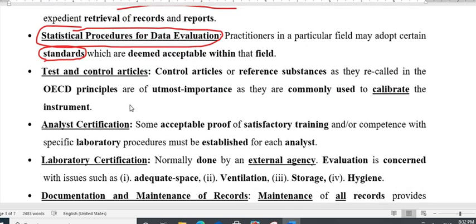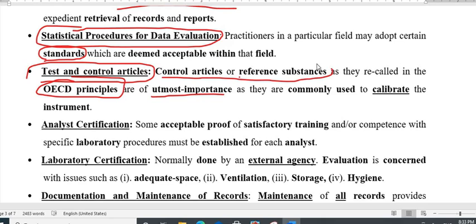Now, next is the test and control article. The test and control article used as a reference substance should be as per the OECD principle, because this is very, very important. We are using it as a standard, as a reference substance, and we have to use it to calibrate the instrument.